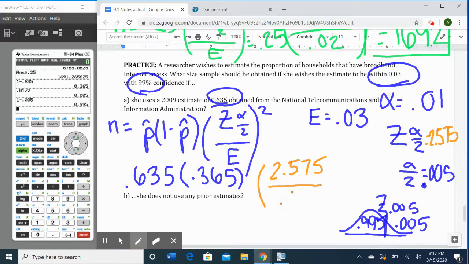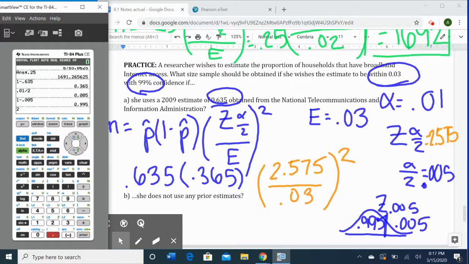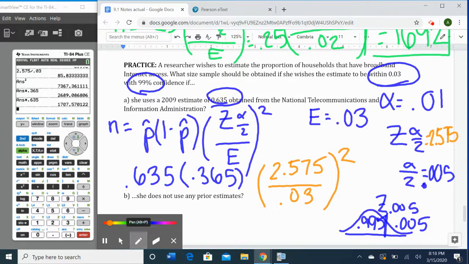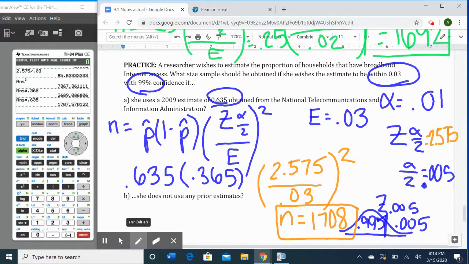2.575 divided by E, which is 0.03, squared. Then I go to my calculator and I type in very carefully 2.575 divided by 0.03 squared times 0.365 times 0.635, which tells me that n is equal to, I always round up, 1,708. So the sample size required is 1,708.